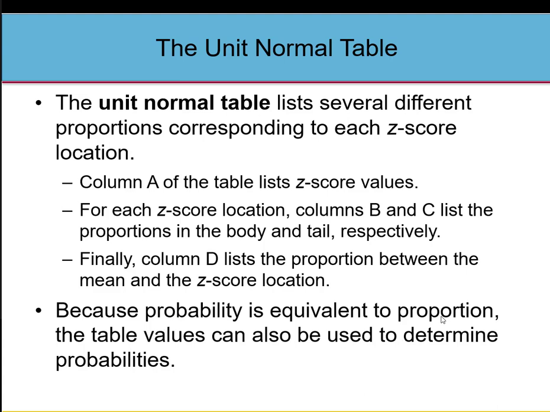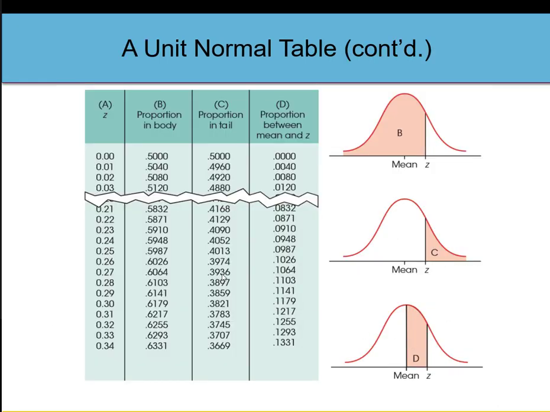Because probability is equivalent to proportion, the table values can also be used to determine probabilities. Let me say that again. Probability and proportion are equivalent. So you can find the probability by finding the proportion underneath the z-score table. I'm going to show you how to do this in just a second.